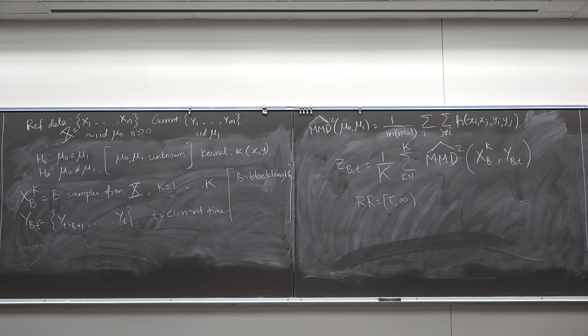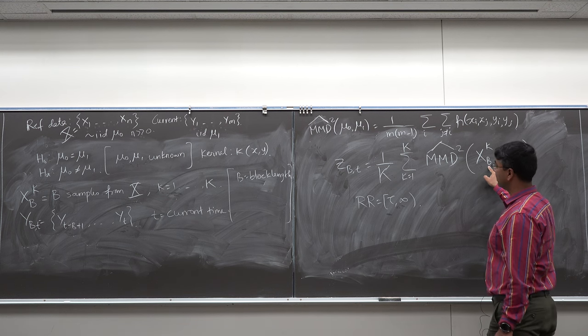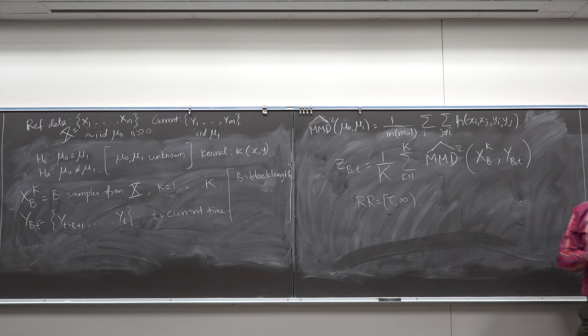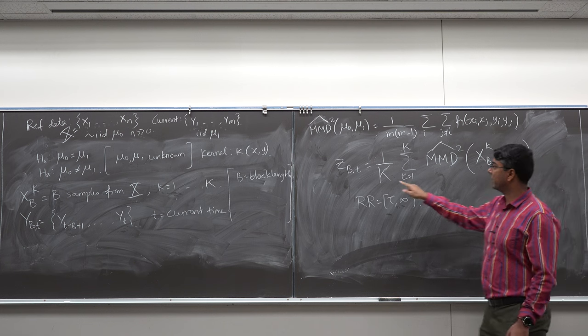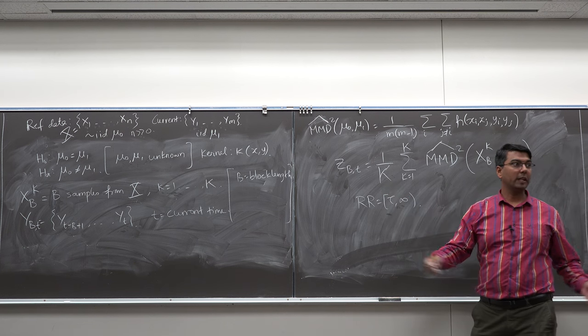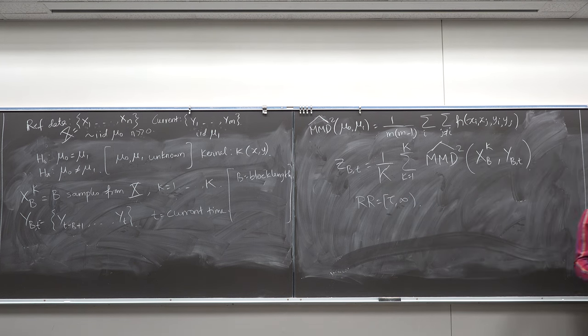How do you know how much data you need to pick? So there are two variables here. One variable is B: what is the block length? Should it be half an hour, 1 hour, 2 hours, 10 hours? That's one data point, B, that you need to pick. And the other one is K, which is how many hours or minutes of data you need to pick.